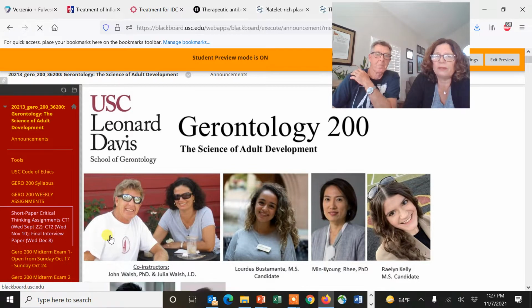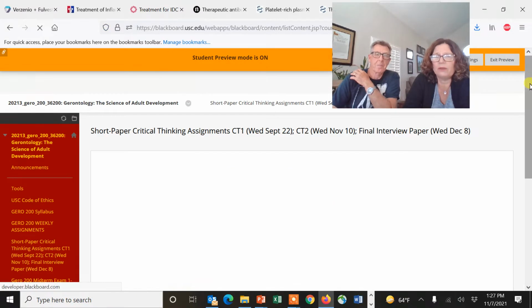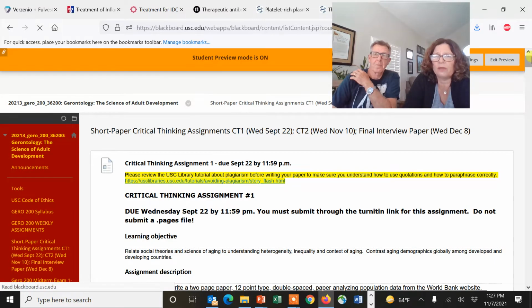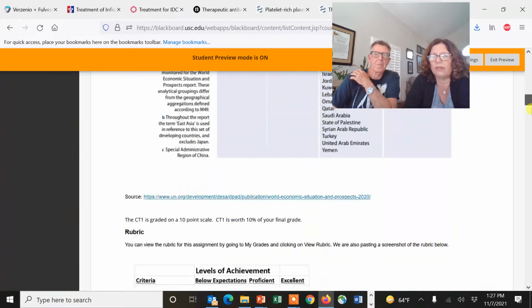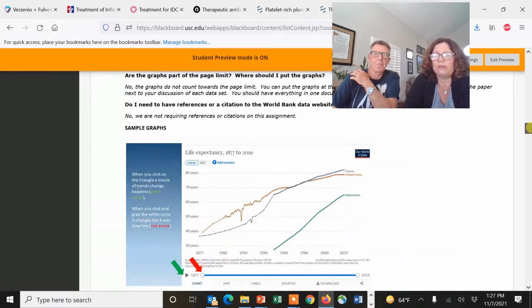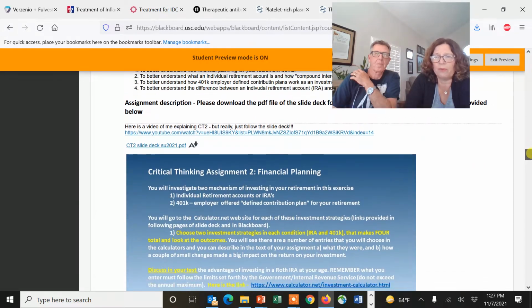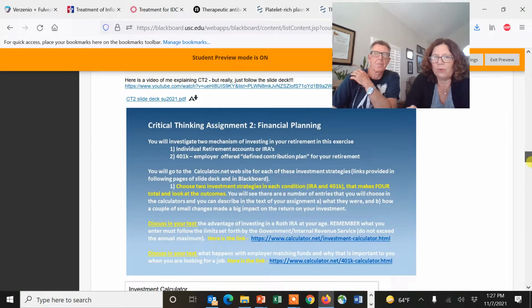Remember, when you do CT2, you're going to have basically 4 charts, 2 from the first investment calculator and 2 from the 401k calculator. And you're going to run 2 scenarios, hypothetical scenarios under each calculator. So you're going to say, hey, what if I put in $5,000 and I never put any more money?